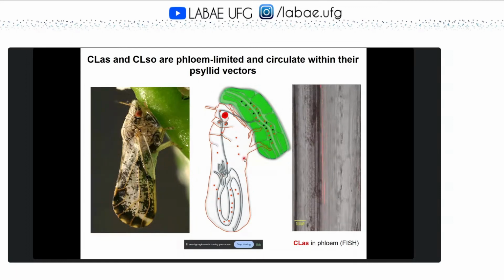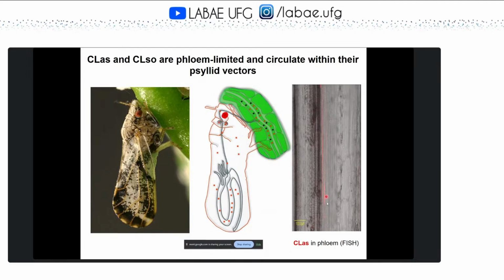So this is the Asian citrus psyllid, and this is more or less the internal anatomy. And you can see again that those bacteria are phloem limited, and they are taken by the psyllid to the gut. So the gut looks like this in the psyllid, and there is a hindgut, and the bacteria reach the gut and cross to the hemolymph, go back to the salivary glands. And then from the salivary glands they are injected into the plant phloem. This is a FISH image showing the localization of Liberibacter in the phloem.